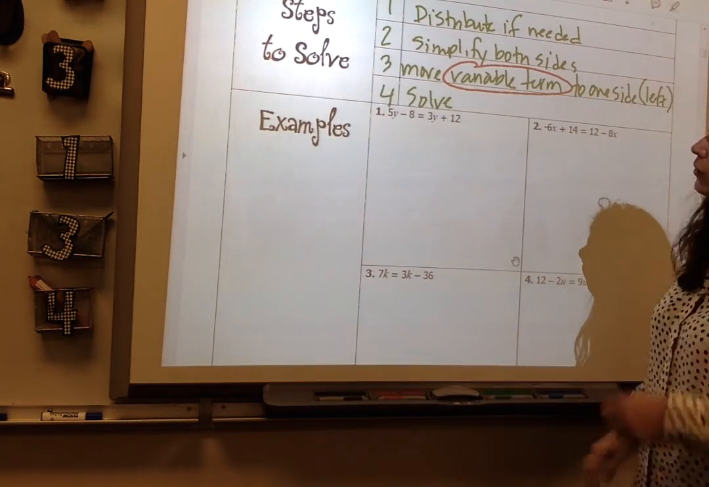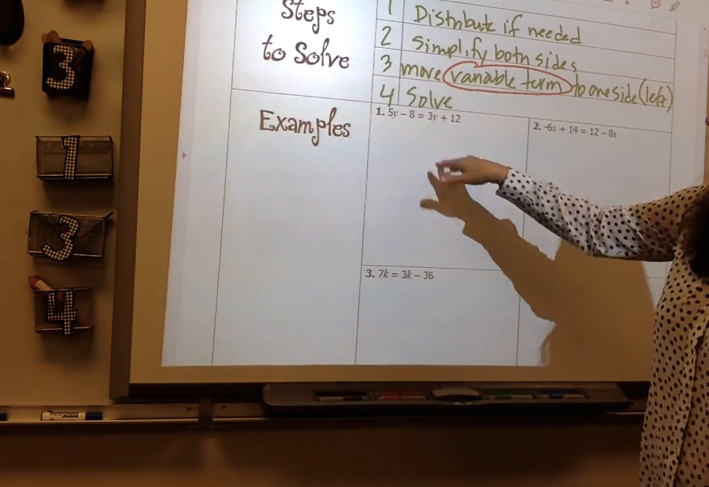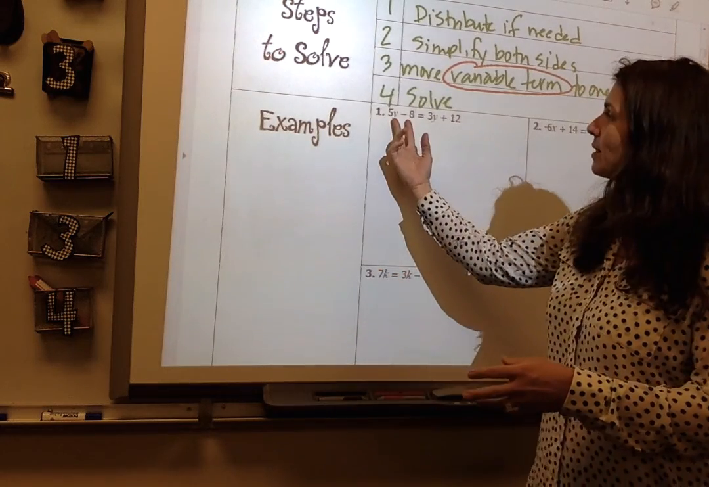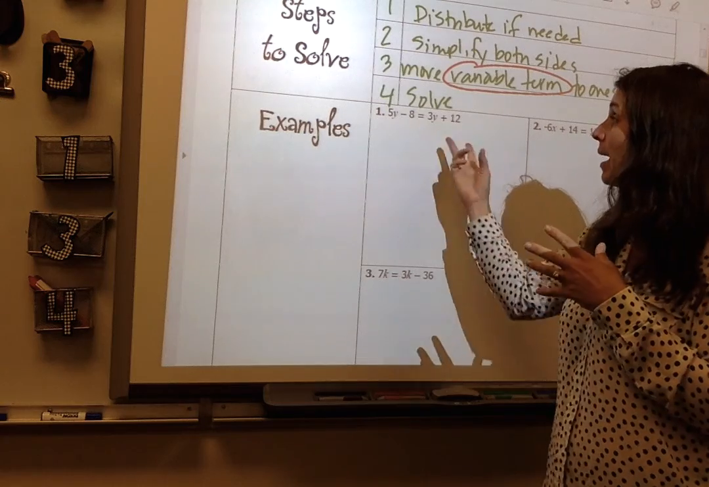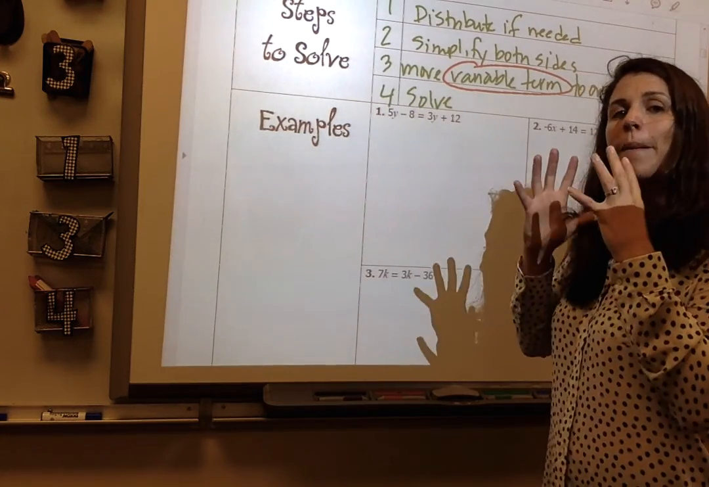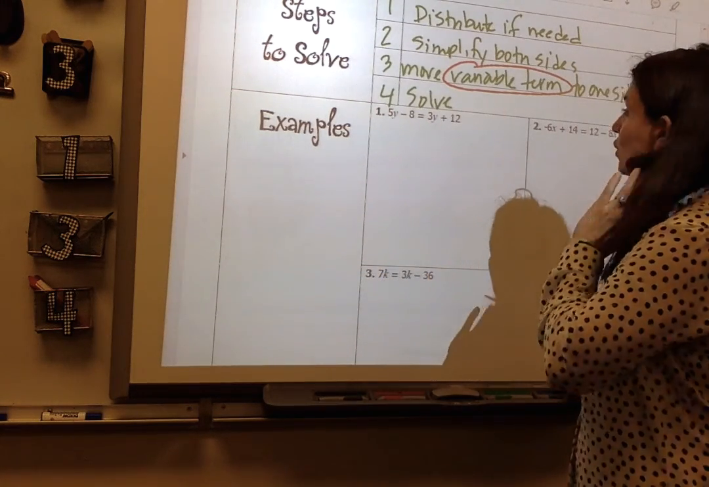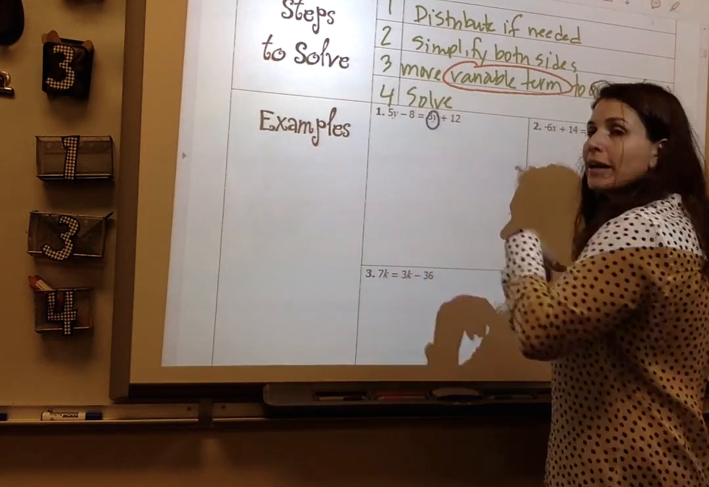Okay, so if we look at number 1 together, we've got variables on both sides. I don't need to distribute. They're already simplified because I can't combine 5y and a -8, and I can't combine 3y plus 12. So what I'm going to do is I'm going to move my variable term, and I want to get it on the left-hand side. So in order to do that, I got to move this all the way over. So I got to clear it out of here.